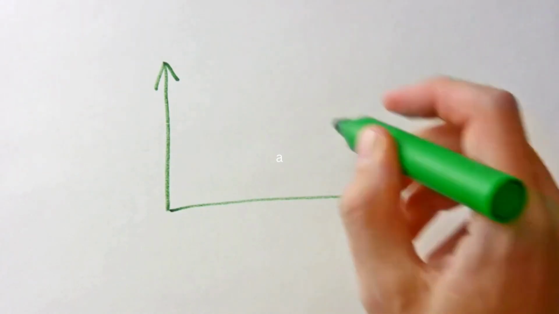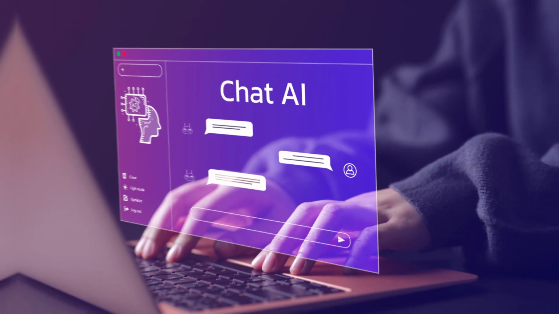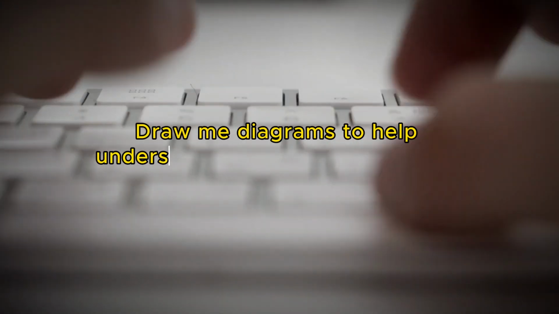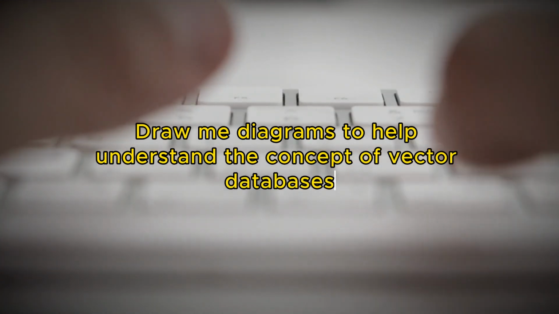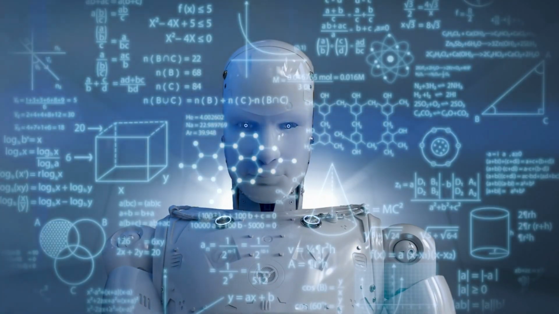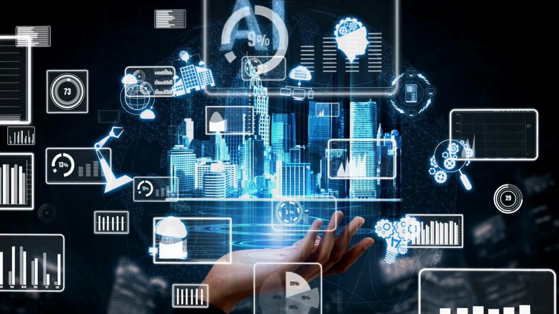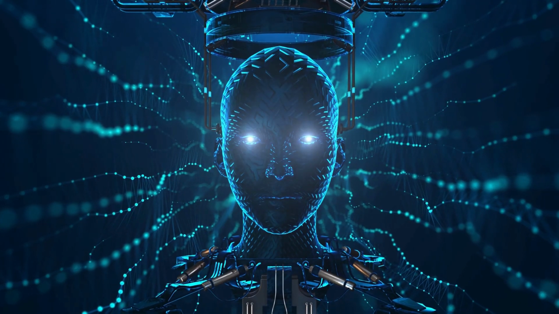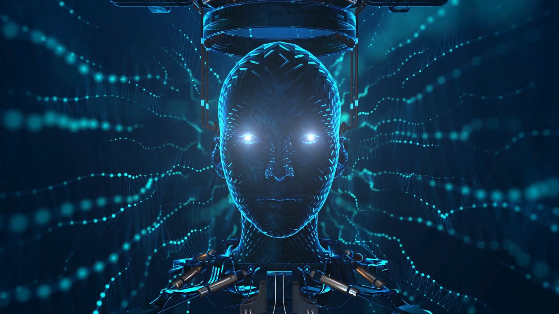Finally, create a diagram. Ask ChatGPT, "Draw me diagrams to help understand the concept of vector databases." This visual aid helps solidify your understanding and makes it easier to explain the concept to others. While AI is a powerful tool, it's important to use it wisely. AI can sometimes generate incorrect information confidently, a phenomenon known as hallucination.